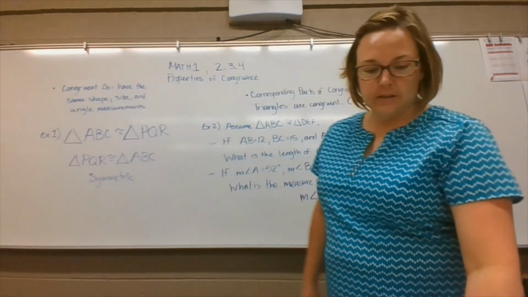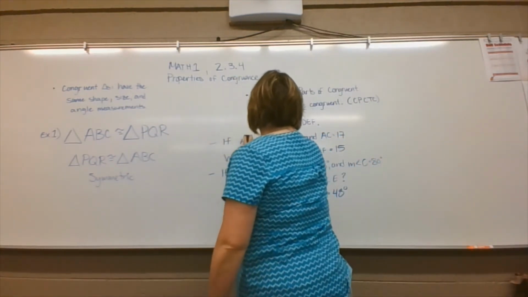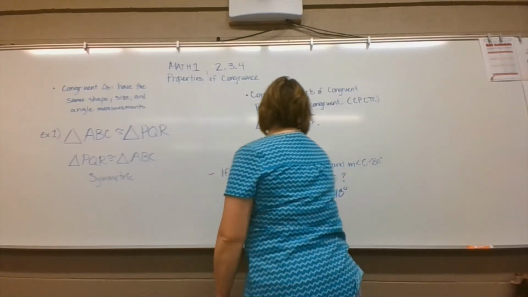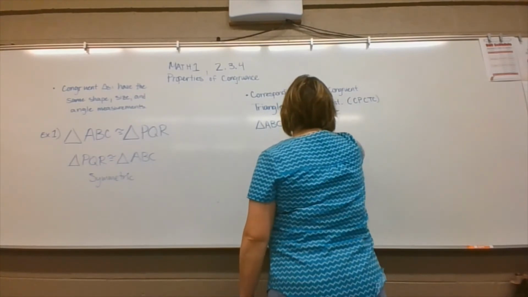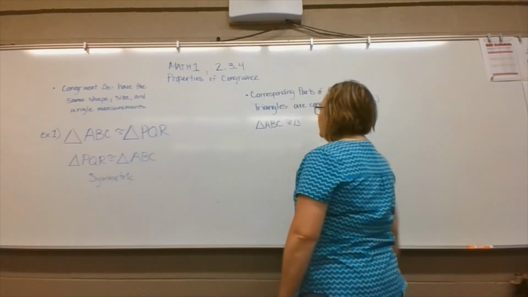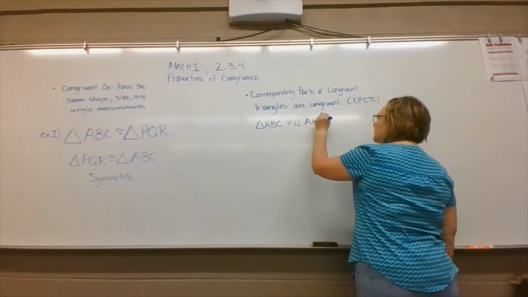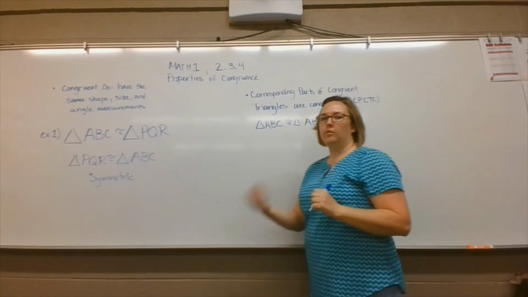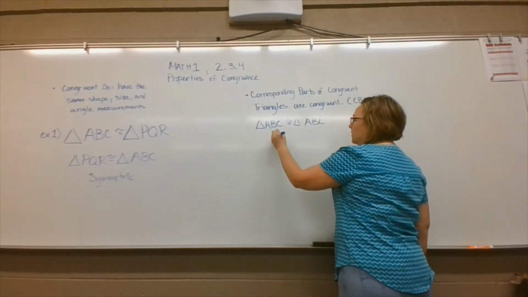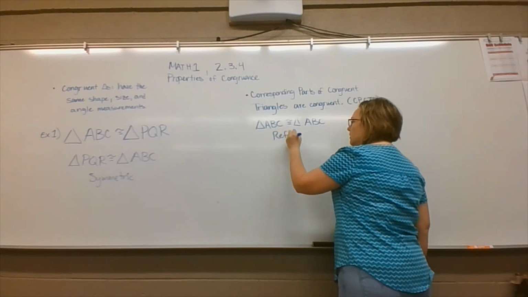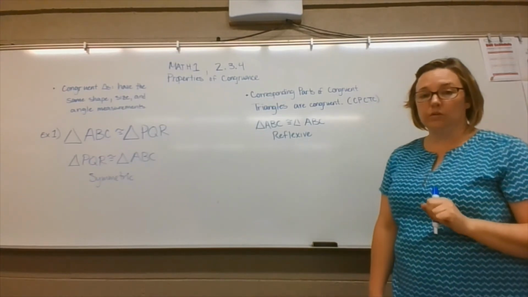Symmetric property, let's talk about the reflexive property. I'm going to erase a bunch of this. So the reflexive property says that if you have a triangle ABC, then that triangle is congruent to itself. So it's kind of like a mirror. You look in a mirror and you see yourself come back. So the reflexive property allows you to keep a triangle congruent to itself.